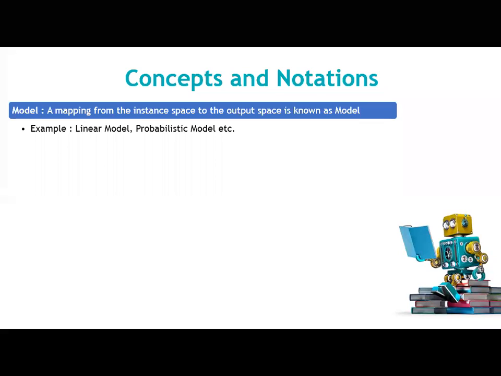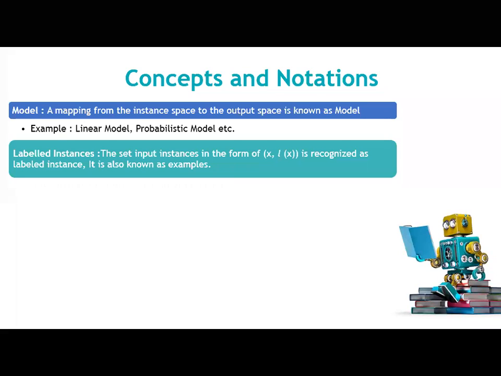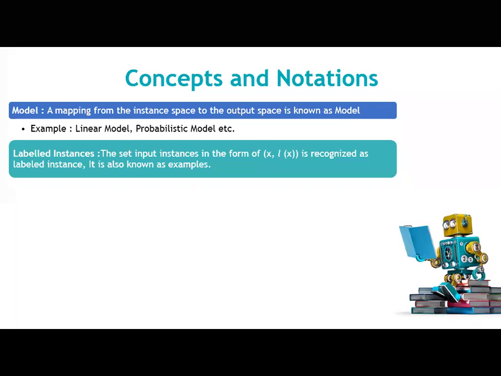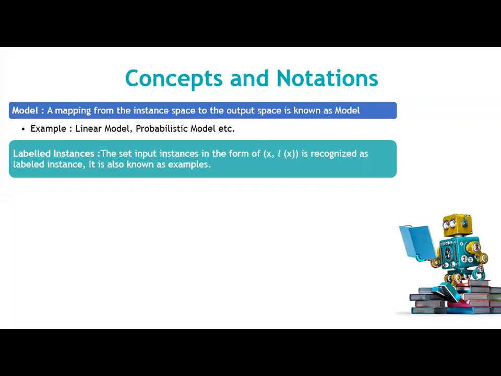We have linear models, and we have probabilistic models also. Now, we have labeled instances: the set of input instances in the form of X with its label is recognized as a labeled instance, or you can say an exemplar. X is a particular instance. If I say that mail 2 is spam mail, then mail 2 is your instance, and the label of that particular instance is spam. So we write mail 2 and this particular label, spam. This is your labeled instance.